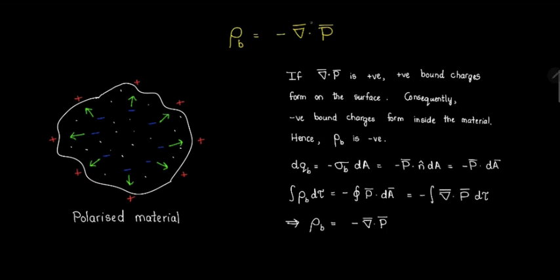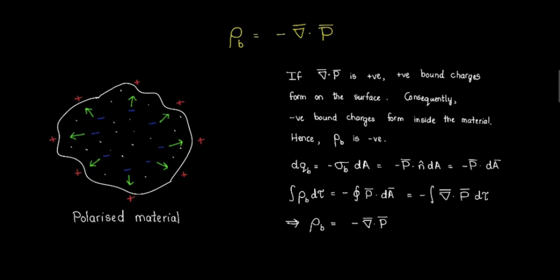If divergence of P is negative, that means my positive charges are inside and negative charges are outside. That means negative of negative will be positive. My volume charge density will be positive. That is obvious. If all the positive charges are inside, it means the volume charge density is positive. That is the interpretation. So this is an interesting result.